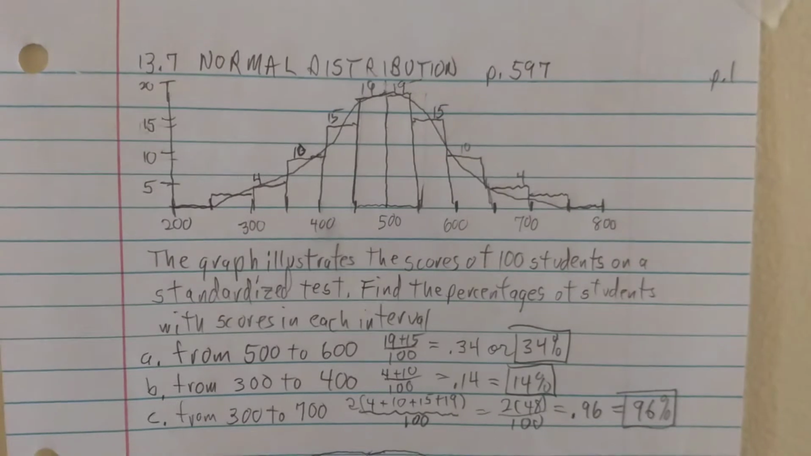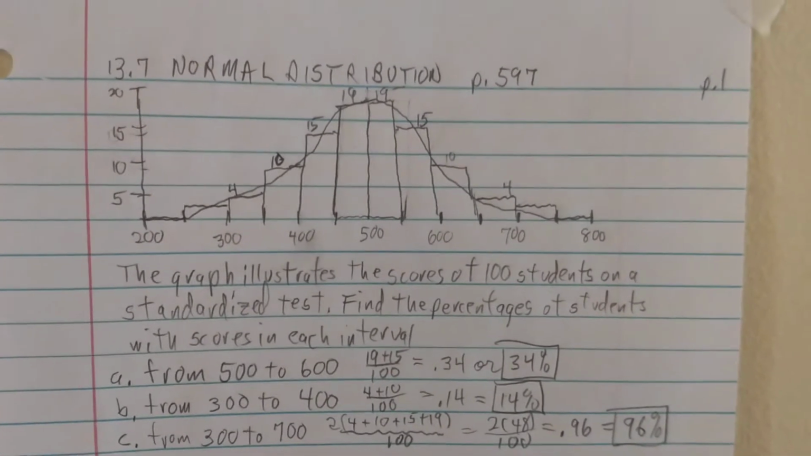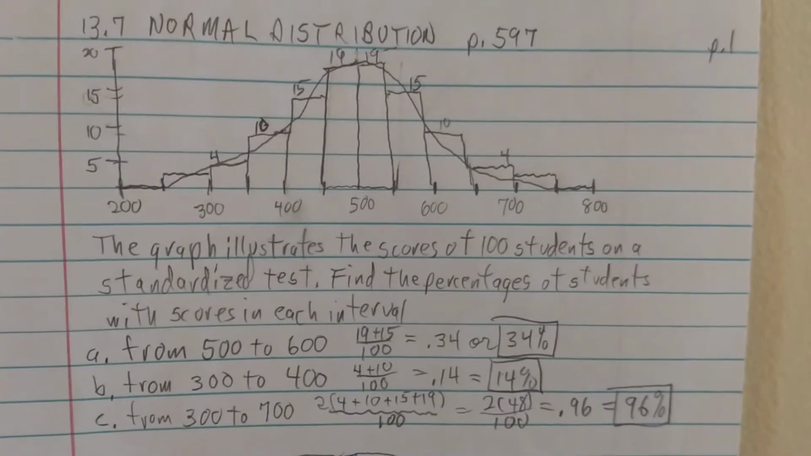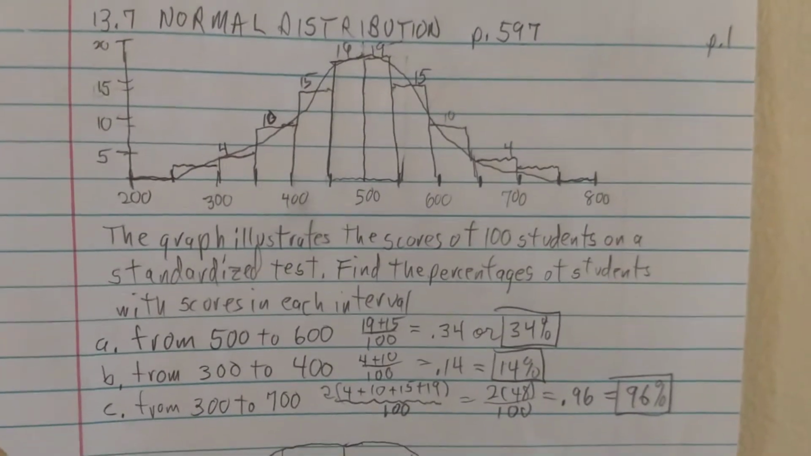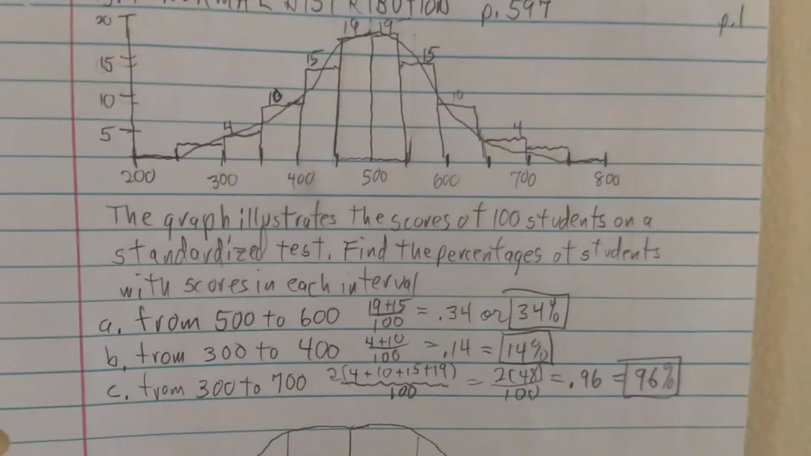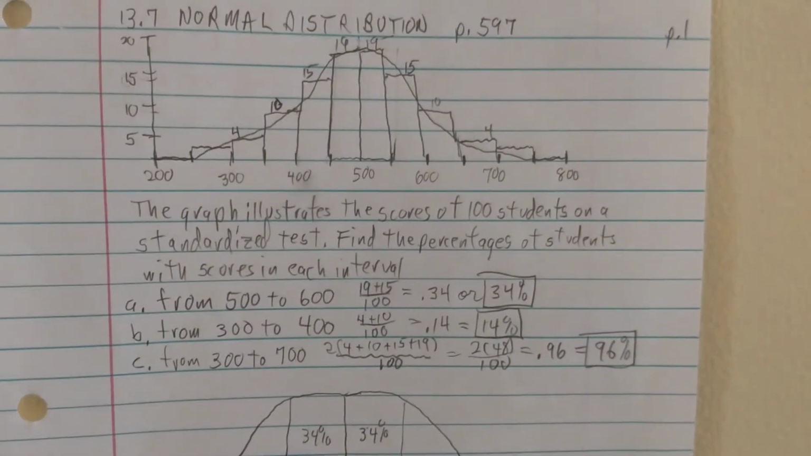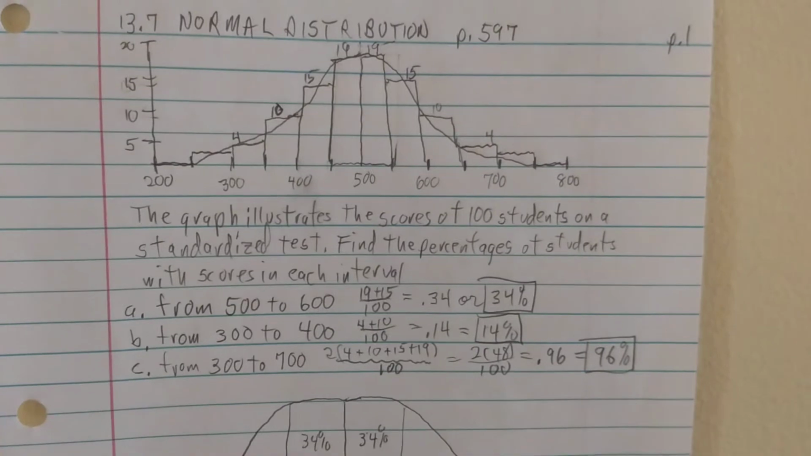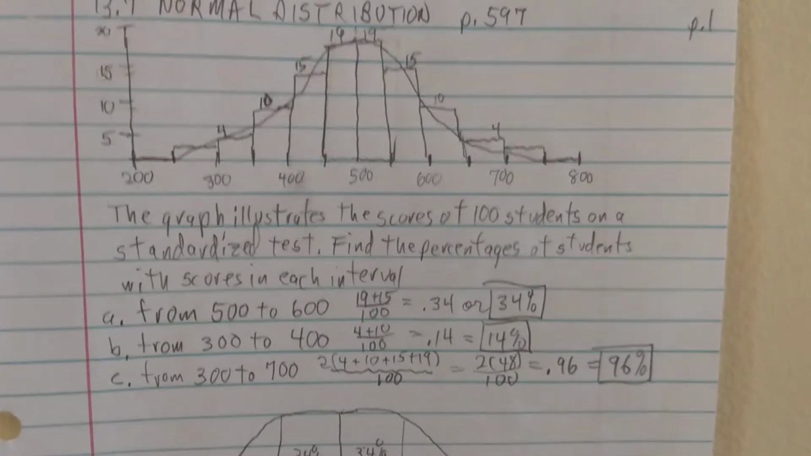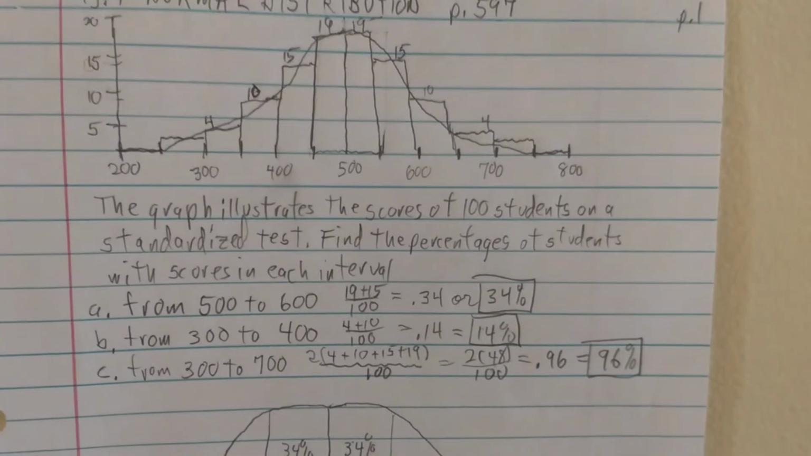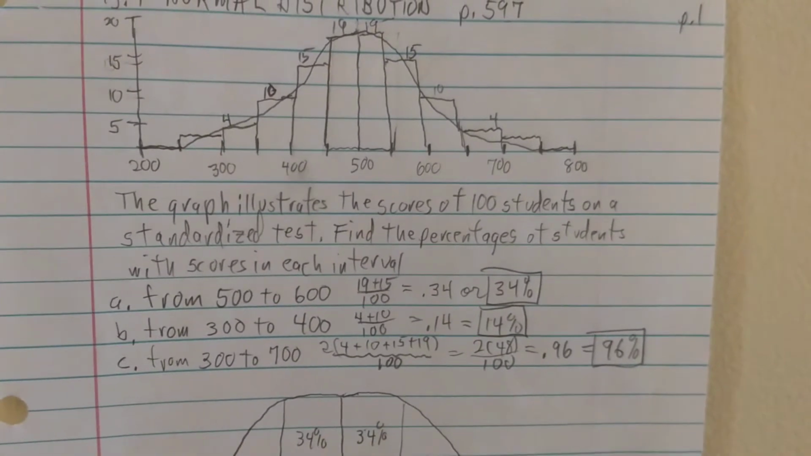Now I've put in the height of the rectangles above them so that we can count the percentages, or how much out of 100 is being used for each part that they're asking us. So the graph illustrates the scores of 100 students on a standardized test. This is normally what you've heard of as grading on the curve. So find the percentages of students with scores in each interval.